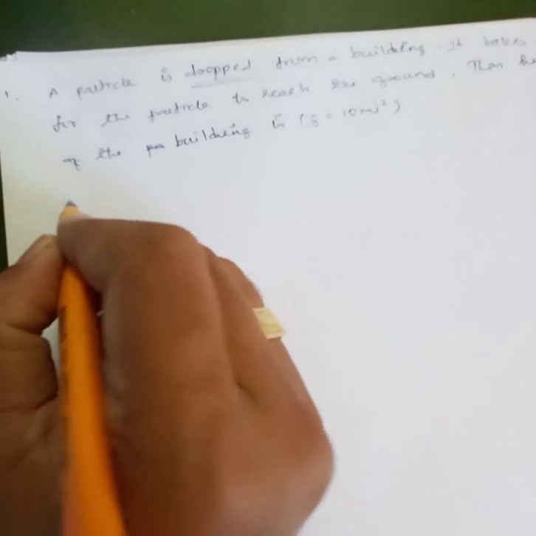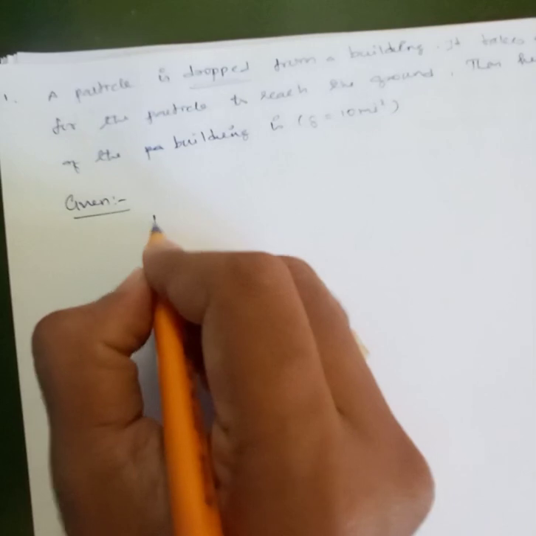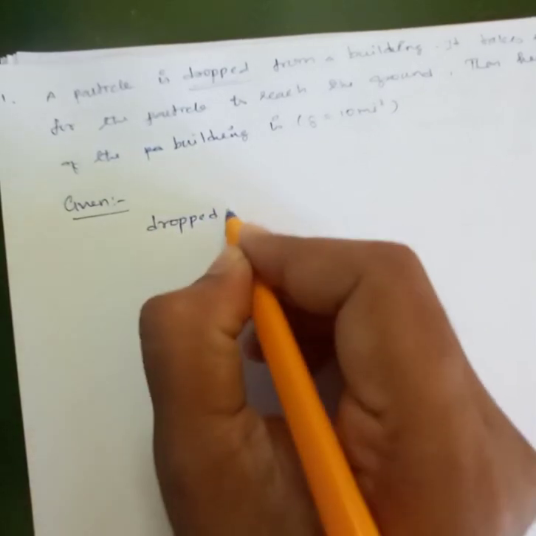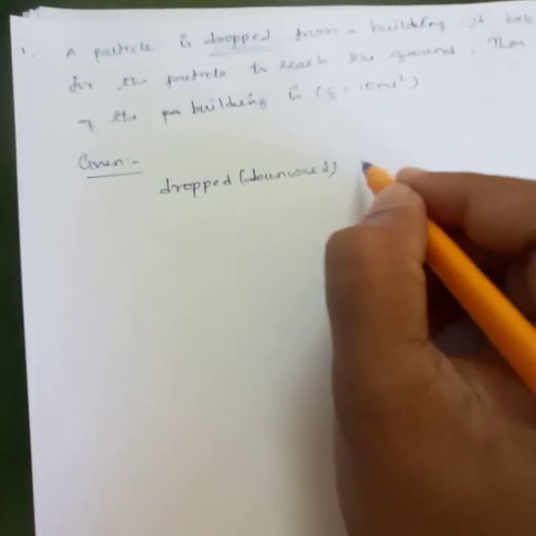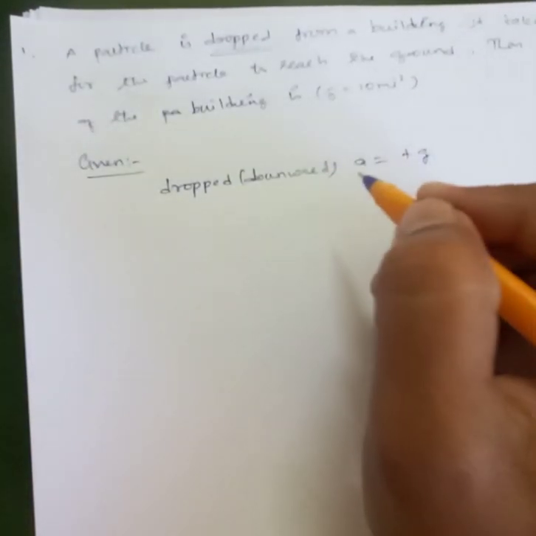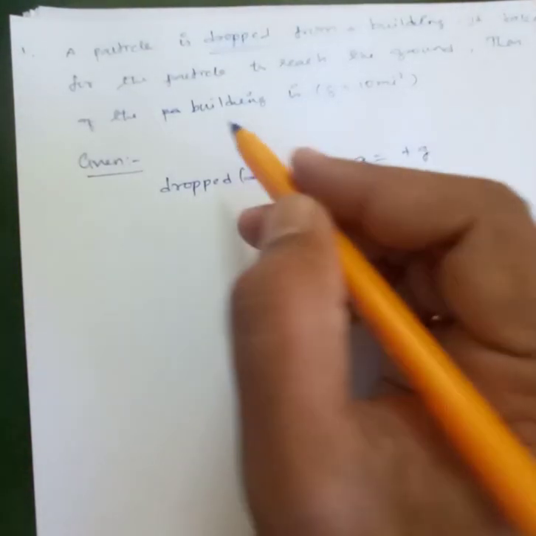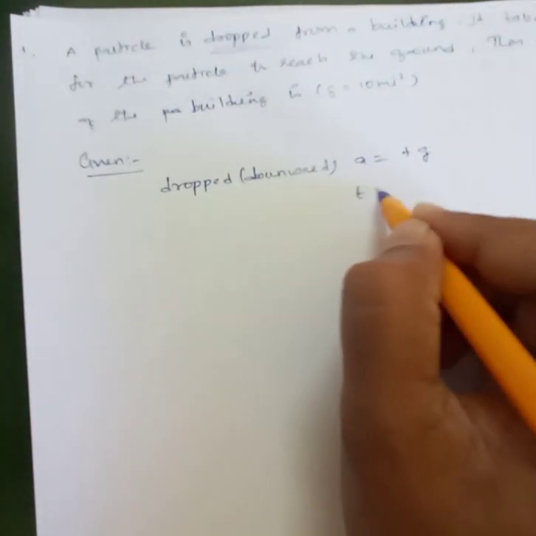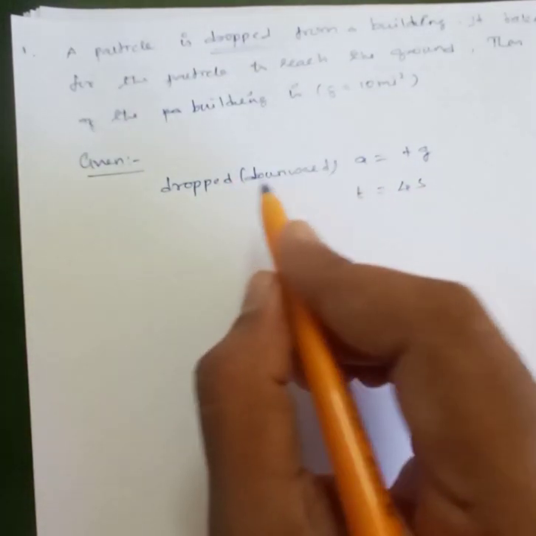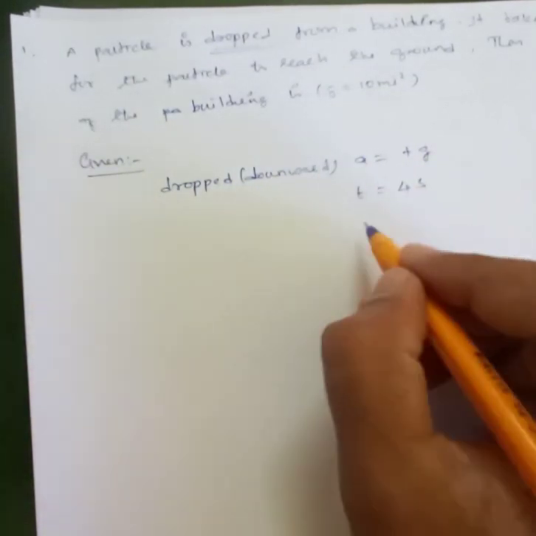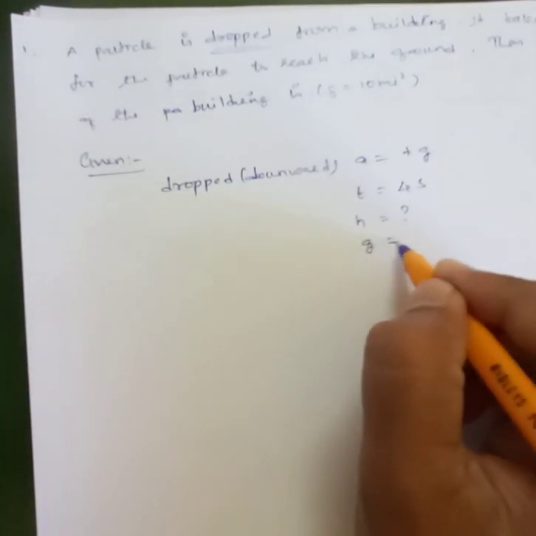Next, given: the particle is dropped, so it moves in the downward direction, where a is equal to plus g. It takes time t equal to 4 seconds to reach the ground. The height of the building h we have to find, where g is equal to 10 meter per second square.